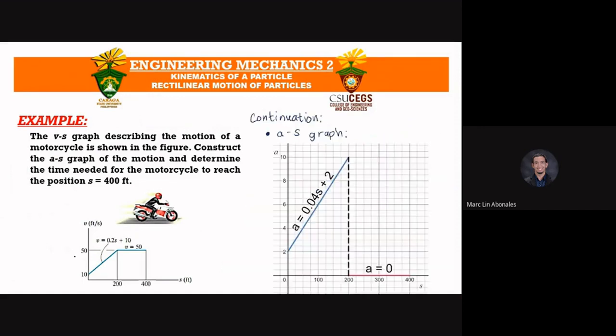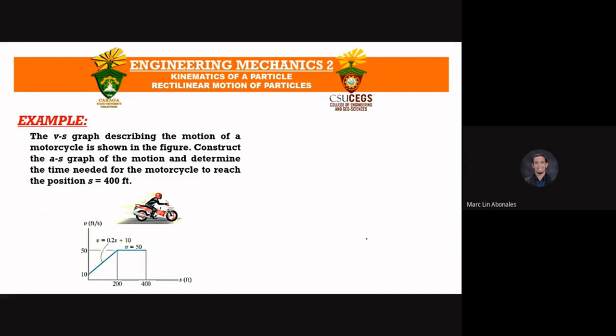Okay, so this was the graph. This is the AS graph. As you notice, for the distance 0 to 200, the acceleration increases, but at the position 200 to 400, the acceleration is zero since, based on the VS graph, the velocity is constant, which is 50. So we continue on finding the time needed for the motorcycle to reach the position 400 feet.